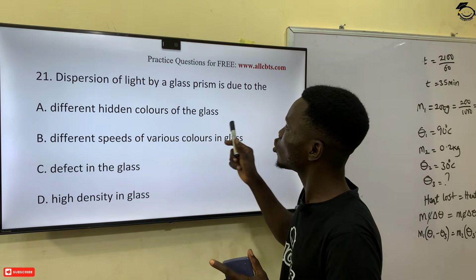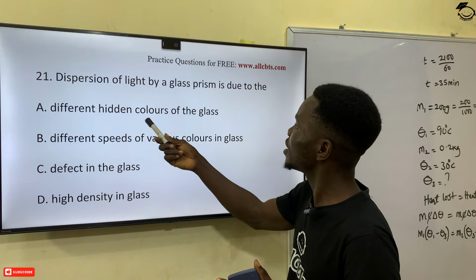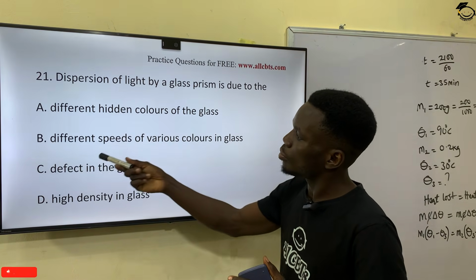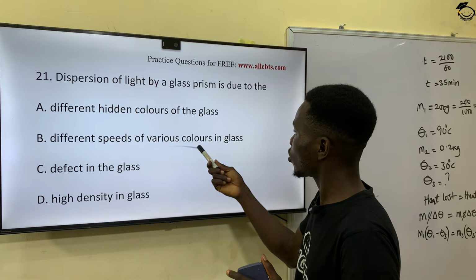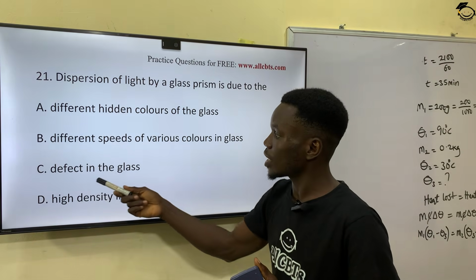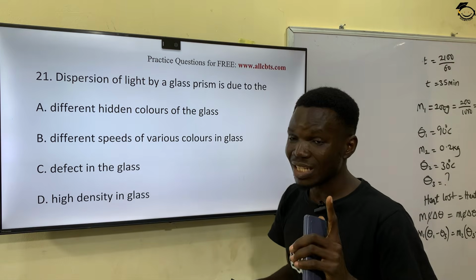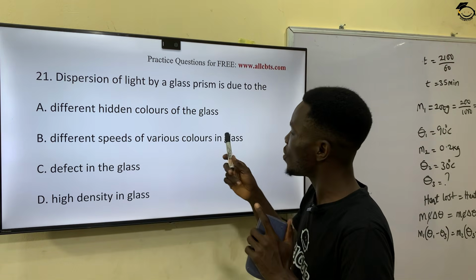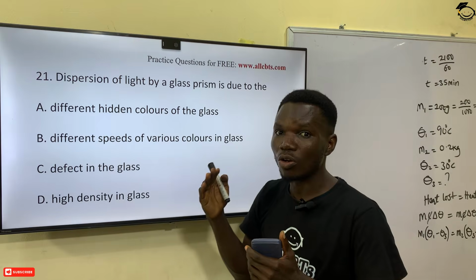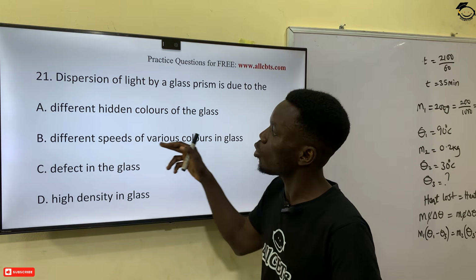So it is due to option A says the different hidden colors of the glass. Option B says the different speed of the various colors in the glass. Option C says the defect in the glass. And option D says the high density in the glass. So the correct answer is the different speed of various colors in the glass. So the different colors have what? Different speed. So which is option B.